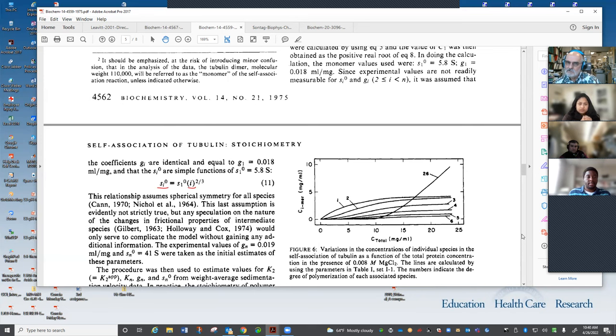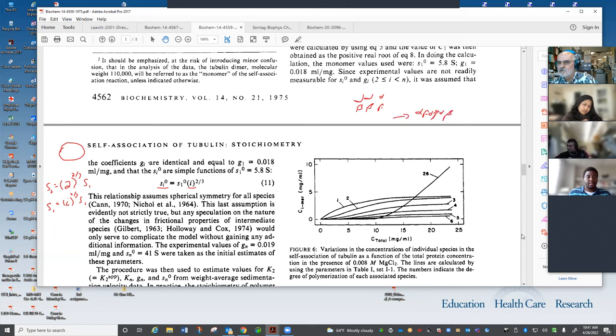So we're now going to assume that a dimer has an S value equal to 2 to the 2/3 times S1. And an I-mer has an S value of I to the 2/3 times S1. That's what this is saying, okay? And it therefore is a spherical approximation, okay? So tubulin is a dimer, it's an alpha beta dimer. And these oligomers could potentially do this, or they could do this.